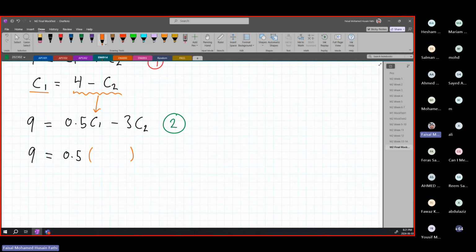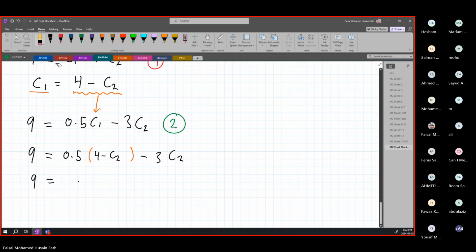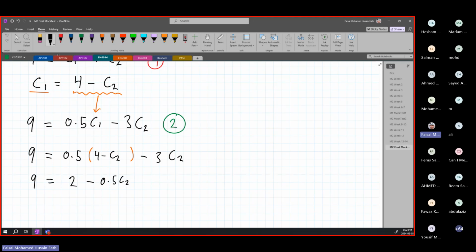The value of C1 over here is 4 minus C2 minus 3 C2. And we solve for C2 now, just basic algebra. So 0.5 times 4, that's 2. 2 minus 0.5 C2 minus 3 C2. I'm just going to take the 2 to the other side, so it's going to be 7 is equal to negative 0.5, and negative 3 becomes negative 3.5 C2.